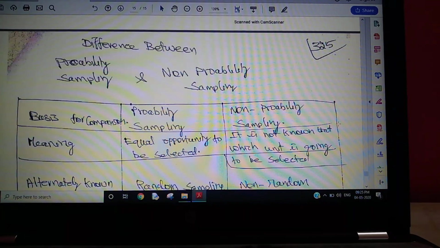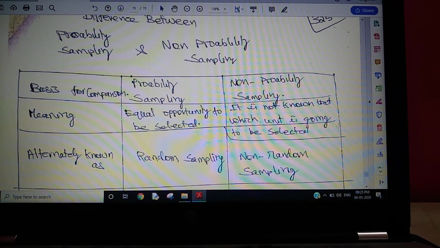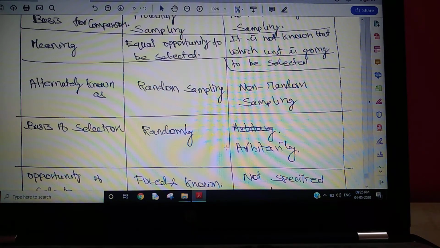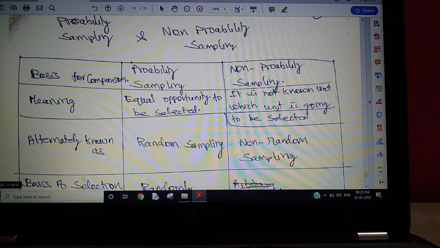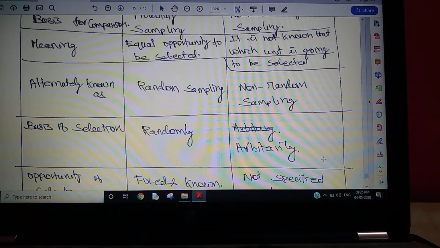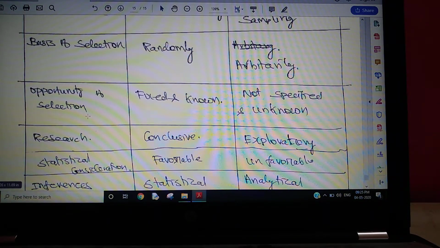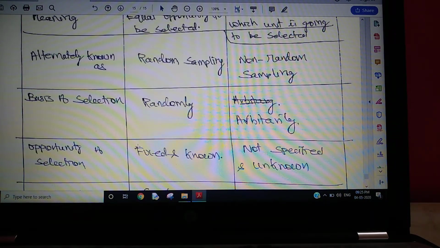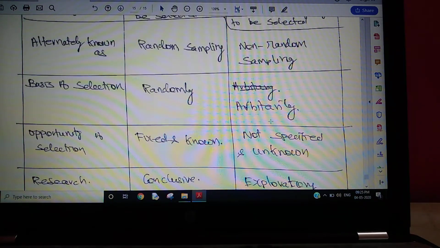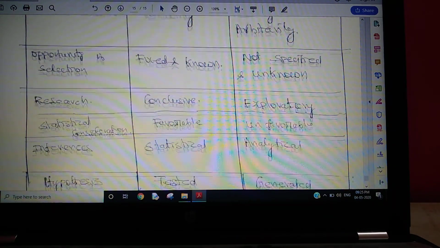Then coming to understand the difference between probability sampling and non-probability sampling. Basis of comparison, meaning: equal opportunity to be selected in probability sampling, but in non-probability it is not known. The alternative name is random sampling; it is called non-random sampling. Basis of selection: randomly, versus arbitrarily. Opportunities of selection: fixed and known, versus not specified and unknown. Research: it is good for conclusive research, while non-random sampling is only for exploratory research.